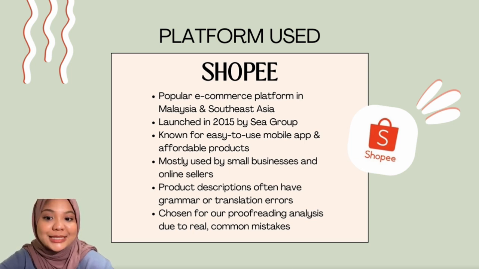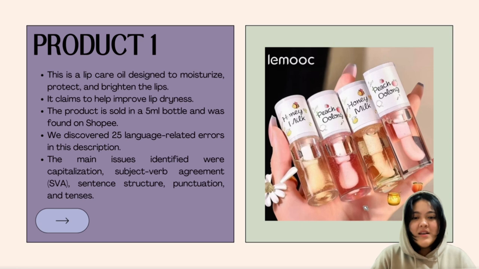we wanted to analyze. Okay, so for product 1, this is a lip care oil designed to moisturize, protect, and brighten the lips. It claims to help improve lip dryness, and this product is sold in a 5ml bottle and was found on Shopee. We discovered 25 language-related errors in this description. The main issues identified were capitalization, subject-verb agreement, sentence structure, punctuation, and tenses.